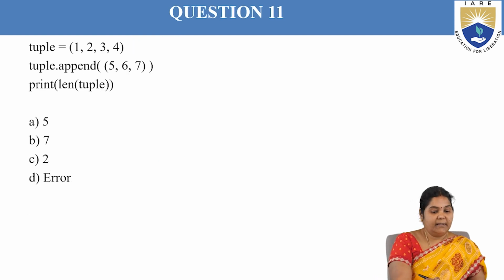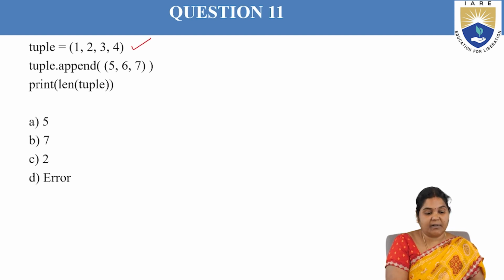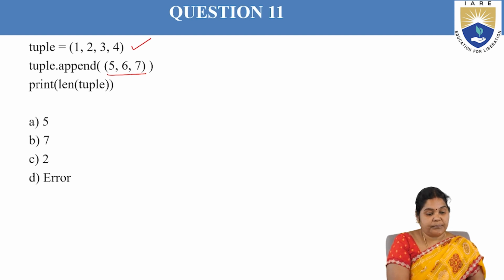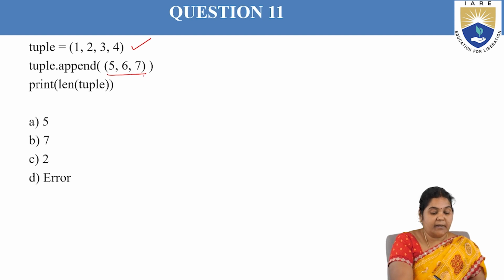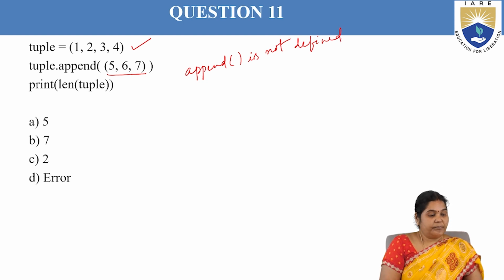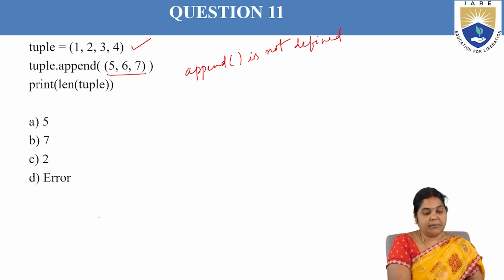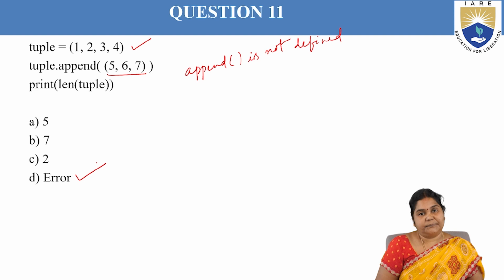Okay. Now, in the next question, we have a tuple which contains originally 1, 2, 3, 4 as the values, and tuple dot append 5, 6, 7 is another tuple. You want to append this tuple to the original tuple 1, 2, 3, 4. And you know that the append operation is not defined. This append function is not defined for tuples. Okay. So this particular tuple 5, 6, 7 cannot be appended into the original tuple. So what will you get? You will get an error.